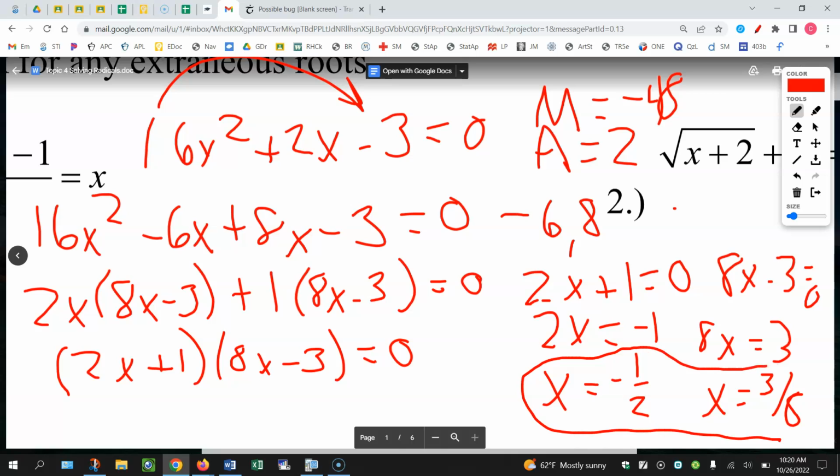We do need to check them to see if we have any extraneous roots. In the next video, I'm going to show you how to do that.